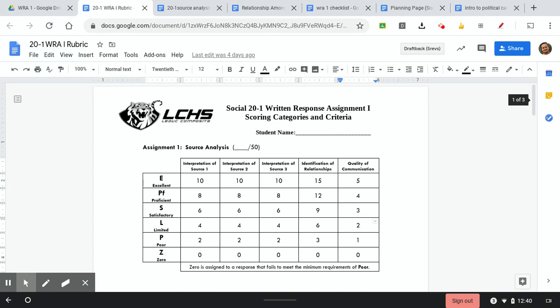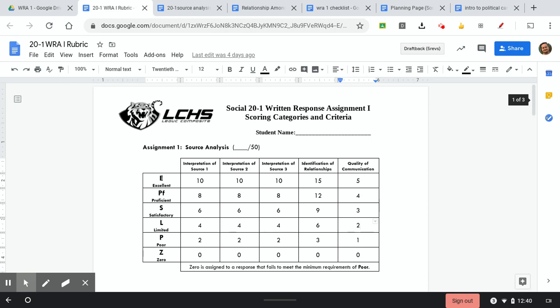Now, one thing I'll say right off the bat, some of these documents are going to say 20-1. They're the same for 20 or 10. So don't be confused if it says 20-1 and you're watching this and you're in grade 10. It's the same thing.